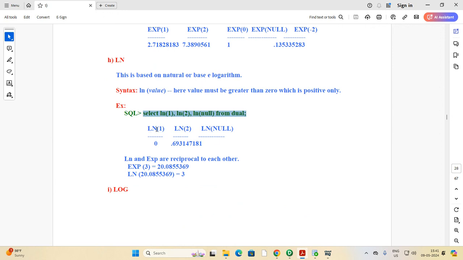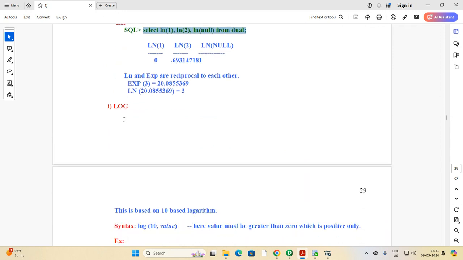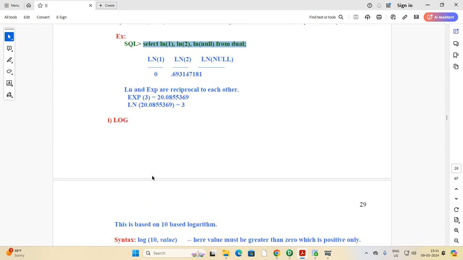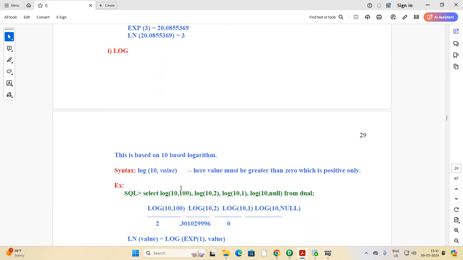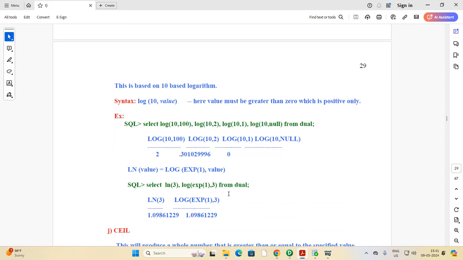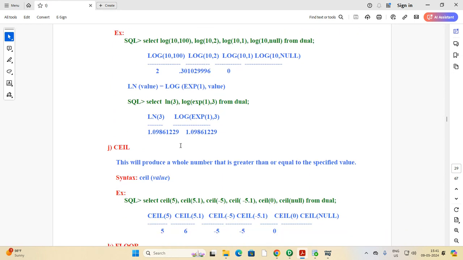It has the logarithmic base e, and here it is log. Log gives the base 10. We have two types in the logarithms, log base e and log base 10. Log 10 value gives log 10 by 10, 10, 100, log 2 10 comma 2, log 10 comma 1, and log 10 comma null from the dual. These are the logarithmic functions we see.